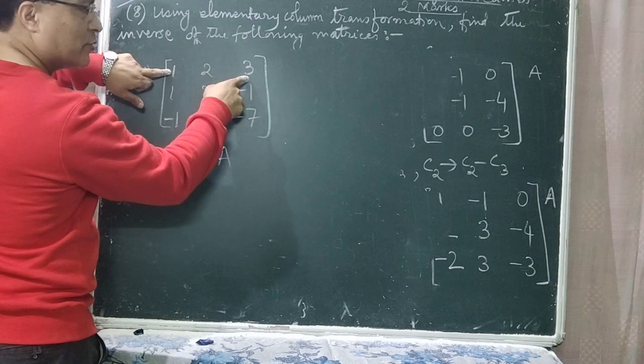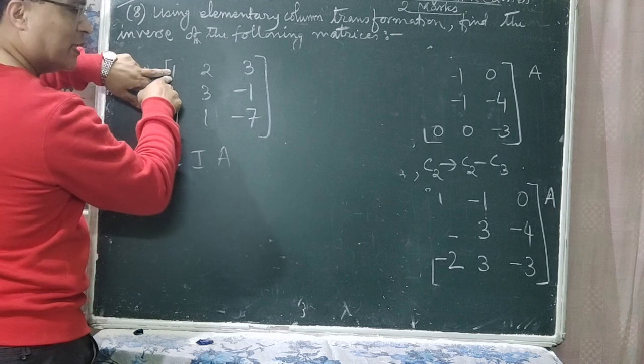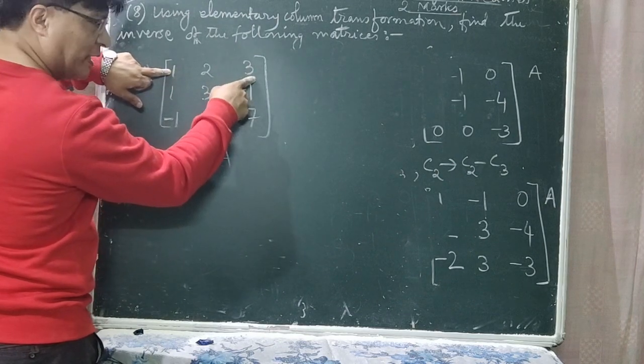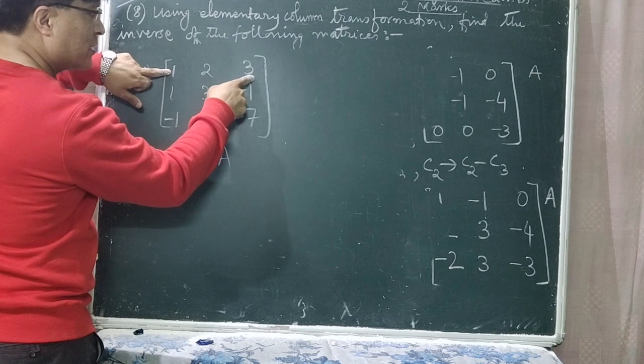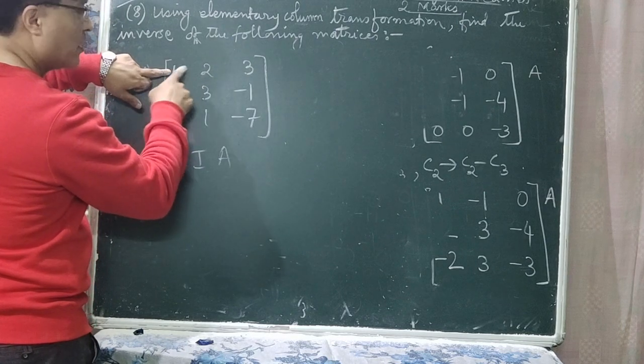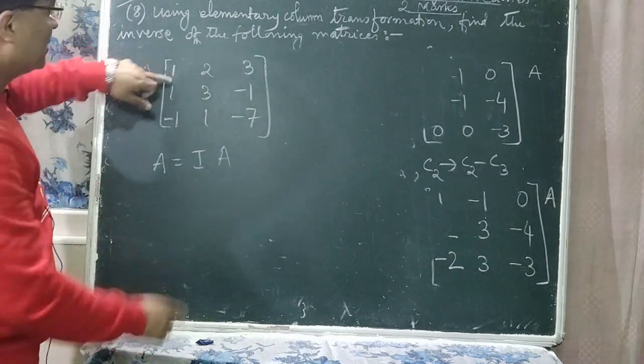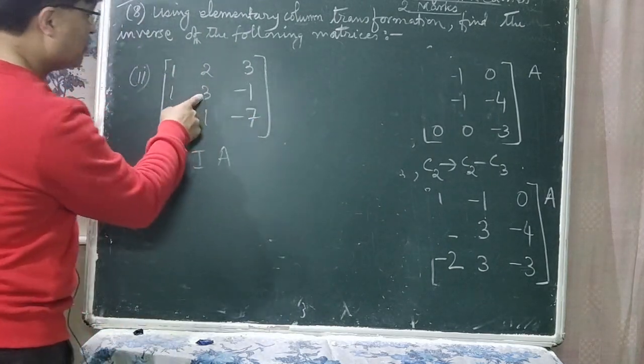And also you should make this 3 0. There is 1 here. You multiply this 1 by 3 and subtract it from column 3. So C3 arrow mark C3 minus 3C1. So that these 2 and 3 will be 0. Isn't it?